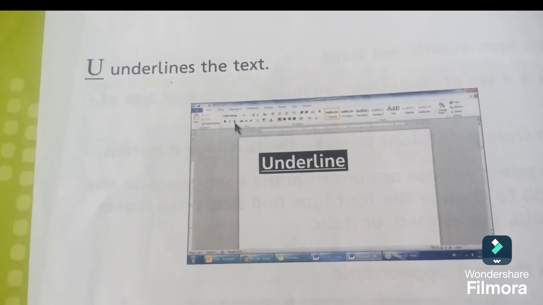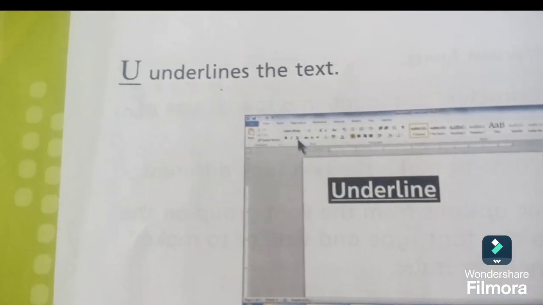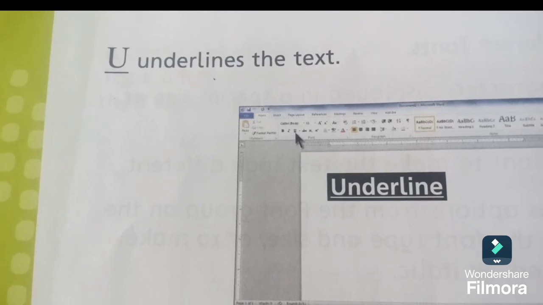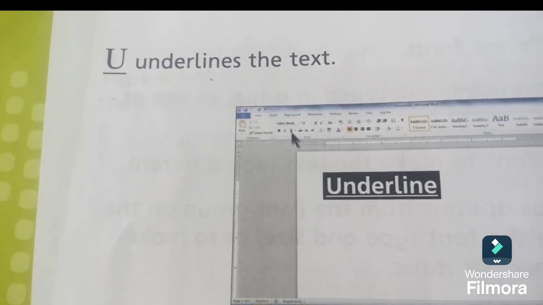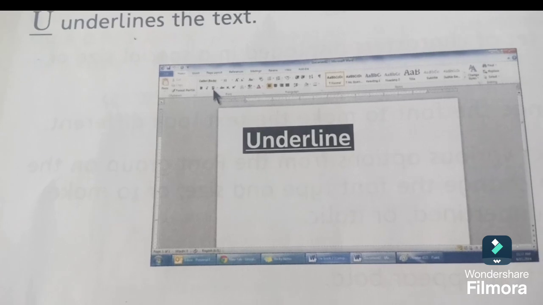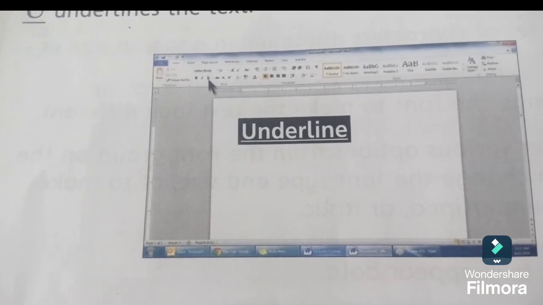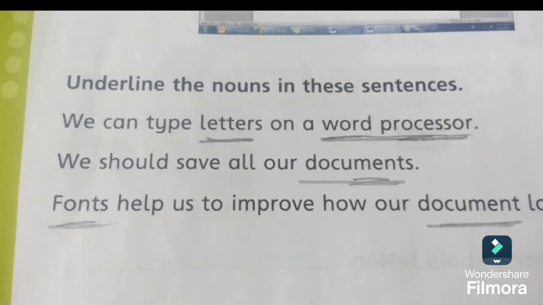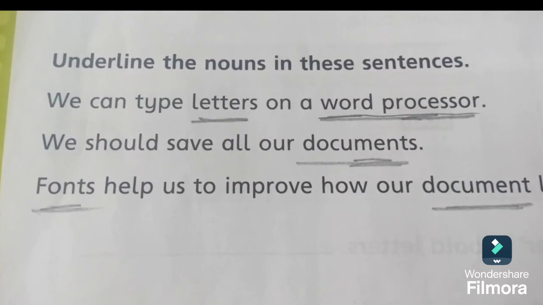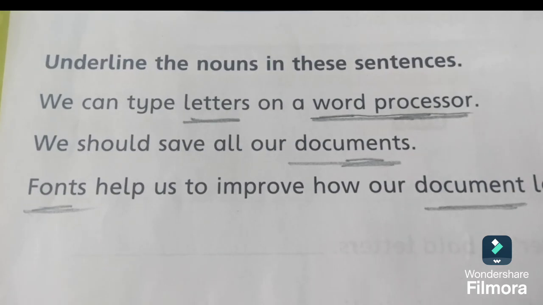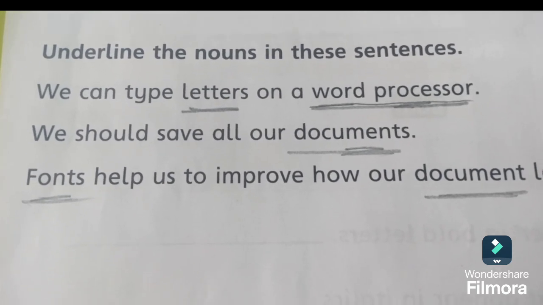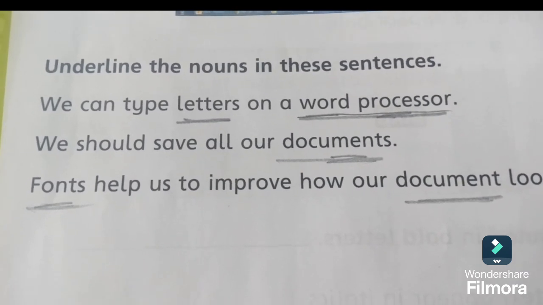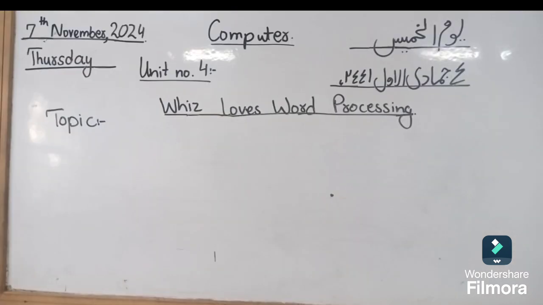Now let's move forward to page number 38. Underline. U underlines the text. So you can see here the symbol U and there is a line under the U and this is the underline. Okay, so if you want to underline the text, you need to draw a line under it. Okay, underline the nouns in these sentences. You need to underline the nouns in these sentences. So the nouns are letters, word processors, documents, fonts and document.